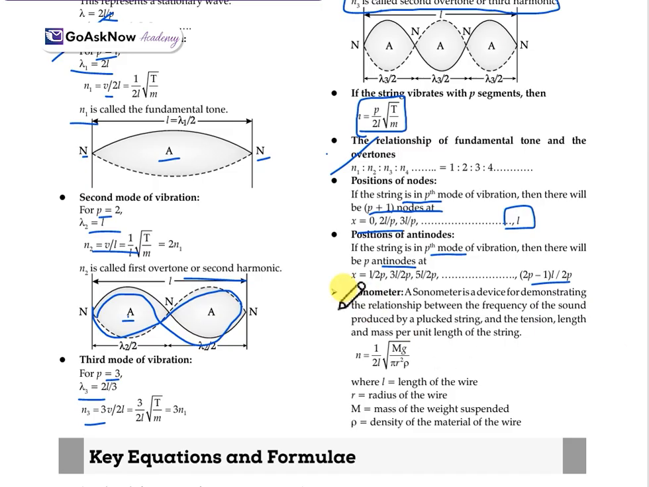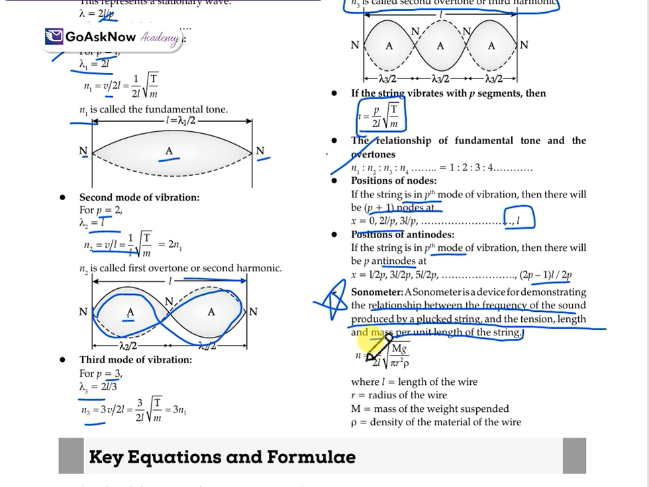Now, sonometer. What is a sonometer? A sonometer is a device for demonstrating the relationship between the frequency of a sound produced by the plucked string and the tension, length and mass per unit length of the string. This is what a sonometer is called.